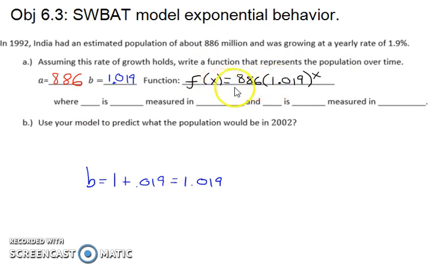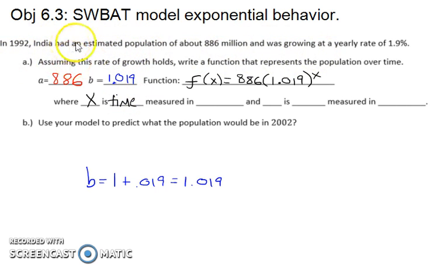Now, after we write our function, we need to say what it's measured in. We've got two things here. We've got x and we've got f of x. So where blank is blank measured in blank and blank is blank measured in blank, those are the two different things. So I usually start with the x. x is almost always time, but not always. In this case, it is though. So x is time. And you can see time is measured in years.